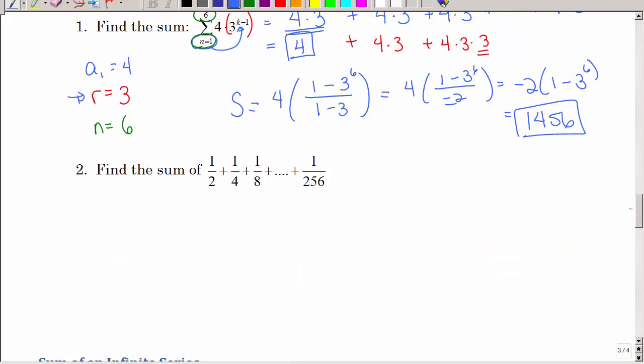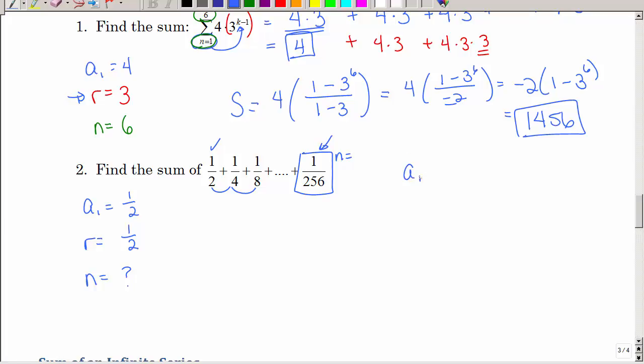Let's do that finding the sum one more time. So I need the first term, which they give me. I need to know r. What did I multiply by every time? Looks like 1/2. Coincidental that the a and the r is the same. But I need to know n. How many terms do I have? What is n for 256?